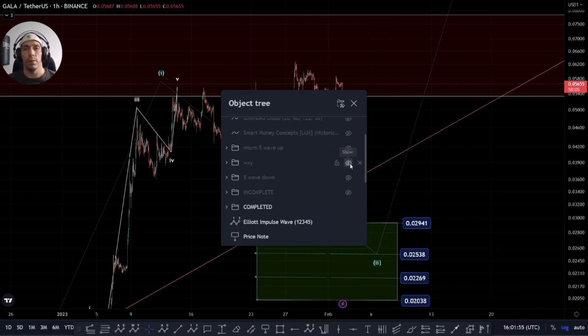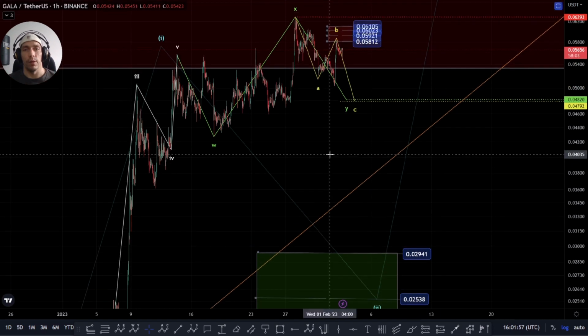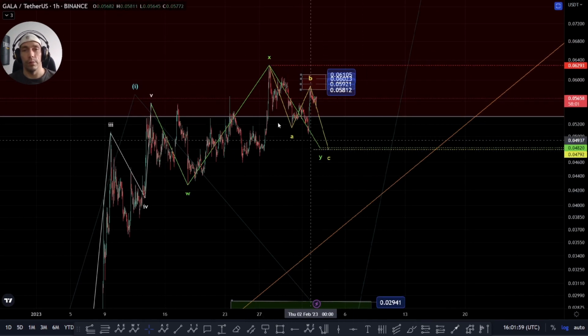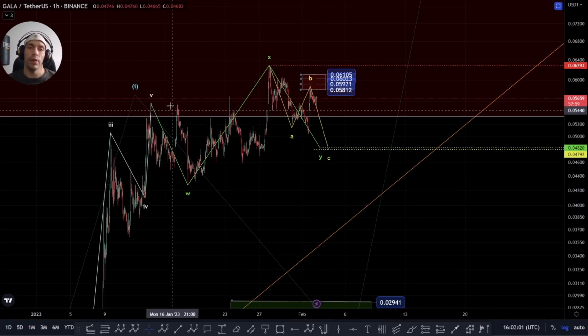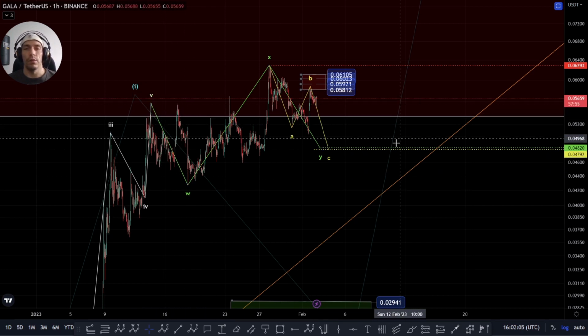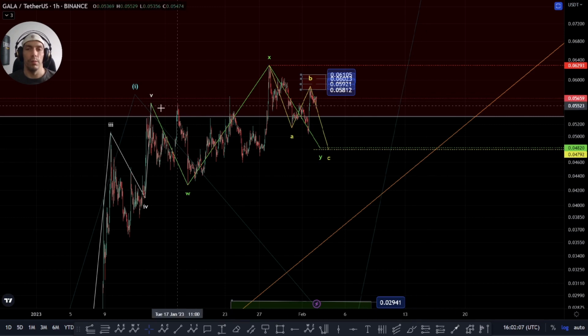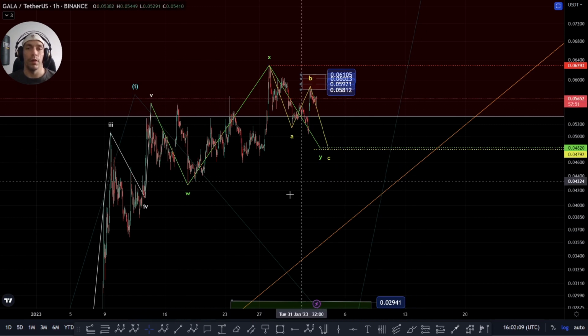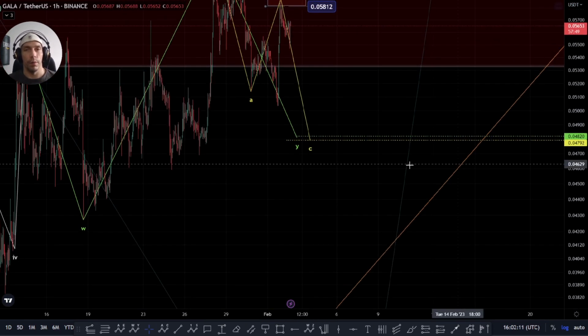So the way we'd be looking at it, there's two ways. We can either look at it as a bigger corrective structure as a WXY, but I don't really like this one as much, just because the X has come up so much higher than the origin of this W wave. WXYs tend to be more of a sideways sloping move, but sometimes you can get something like this. So we're just going to keep an eye on it.